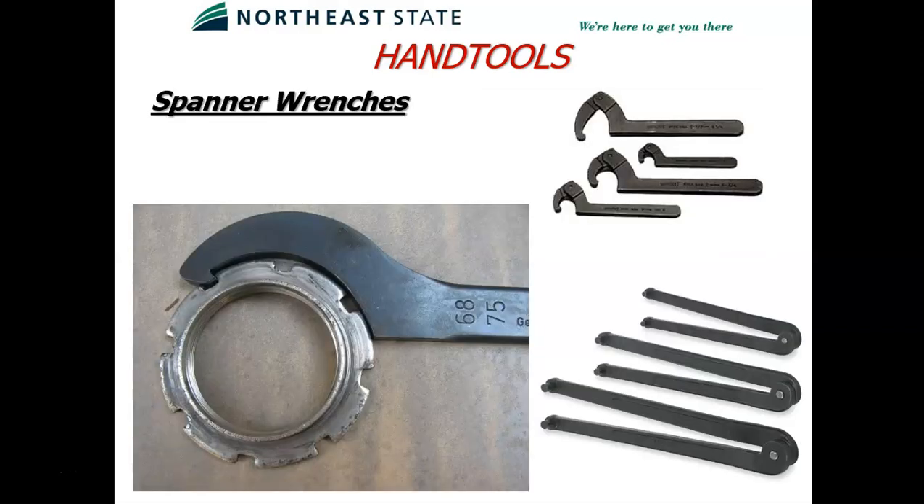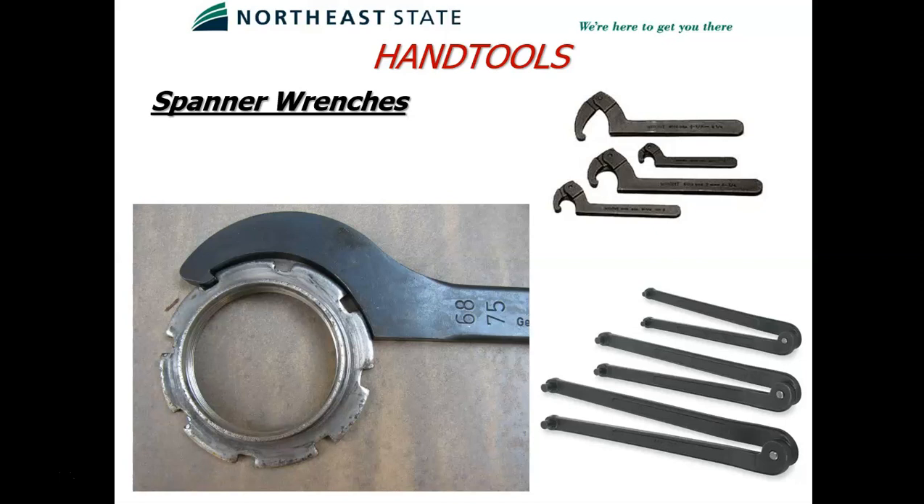So spanner wrenches, these are tools that are used to remove or tighten specially made nuts. You'll see these when we get into our bearing section. We have spanner nuts that tighten bearings up on the shafts, and that's often where you see those. They're different shapes and sizes.